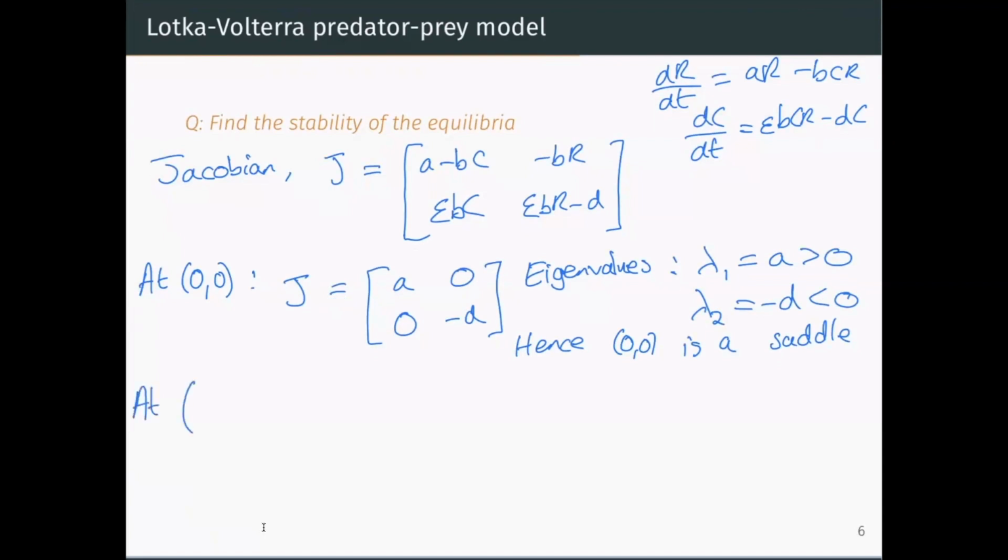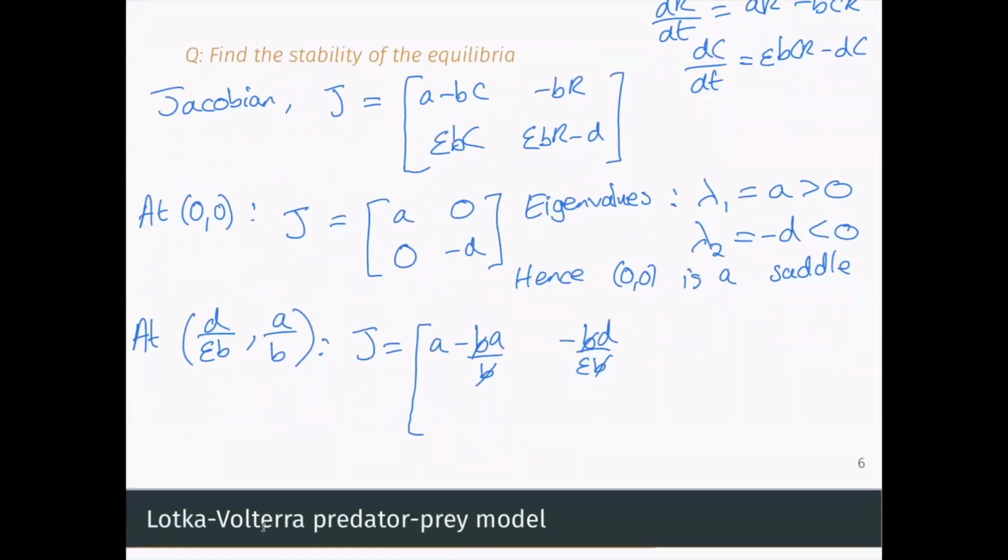Okay, let's think about d over epsilon B and A over B. So this is our coexistence equilibrium. Now, again, we substitute in our values for R and C into our Jacobian. So we have A minus B times C, where C is A over B. So we're going to have B times A over B. So we're going to have A minus A, so this top left one is going to go to 0. The top right, we're going to have minus B d over epsilon B. The B's will cancel.